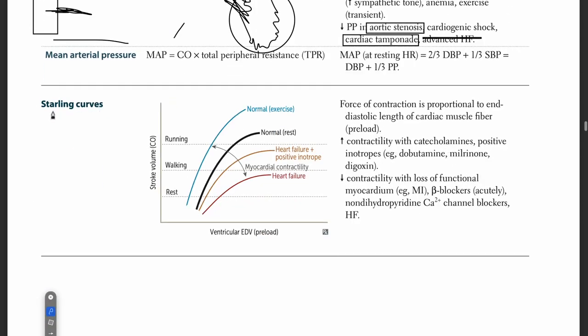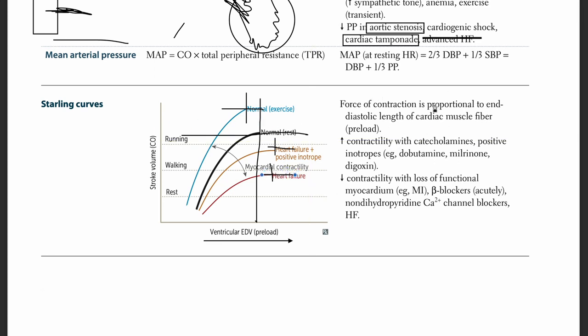But okay, so Starling curves. Here we have stroke volume. Here we have ventricular end diastolic volume on the x-axis, so that's going this way. So the higher number will be here. So this is the normal preload, and here it's decreased, and here it's increased, right? And then this is the normal stroke volume. The stroke volume here is increased. Here it's decreased, but it's higher than here. That's also decreased, right?